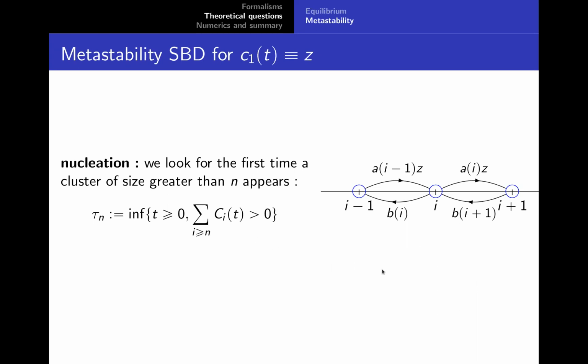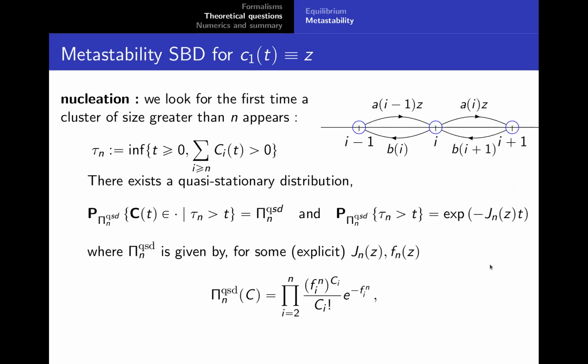And we can go a little bit further by looking at the number of clusters given some size. We make it short here, but we can calculate in this setting everything. We can calculate a quasi-stationary distribution explicitly, which interestingly also has a product form. And that quasi-stationary distribution will quantify the metastable state and will attract all initial conditions, given that you haven't formed a critical cluster of size bigger than n.